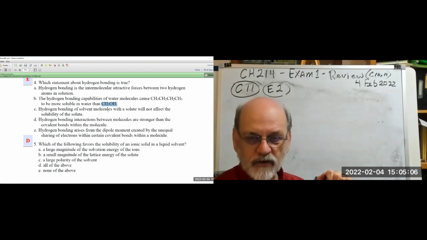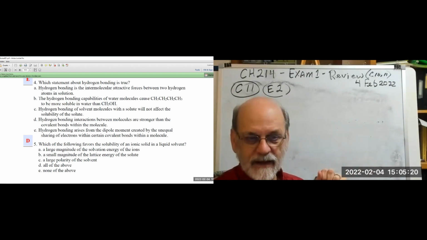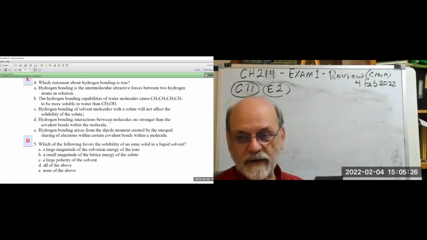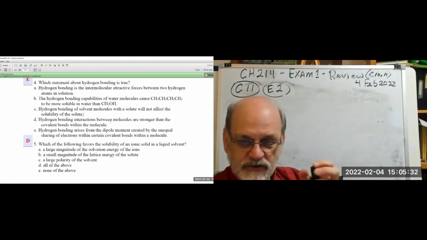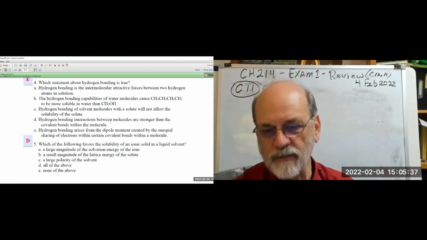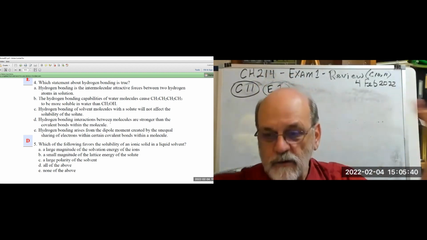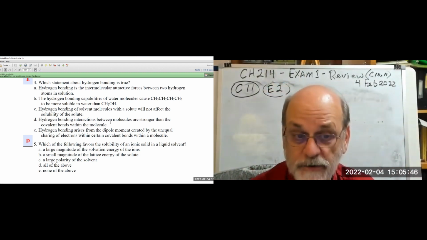Hydrogen bonding of solvent molecules with a solute. Solvent with solute hydrogen bonding will not affect the solubility. I beg to differ. Hydrogen bonding enhances solubility, if there is any. Hydrogen bonding interactions between molecules are stronger than the covalent bonds. No. That was one of the first things we learned. Intramolecular bonding is much stronger than intermolecular bonding. Otherwise, the molecules will be ripped apart by those extramolecular forces. D is false.